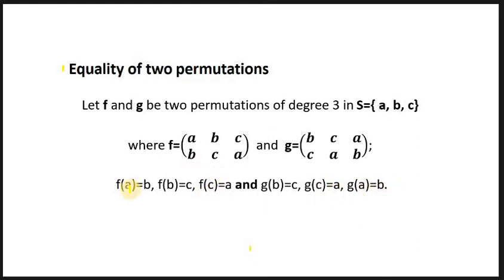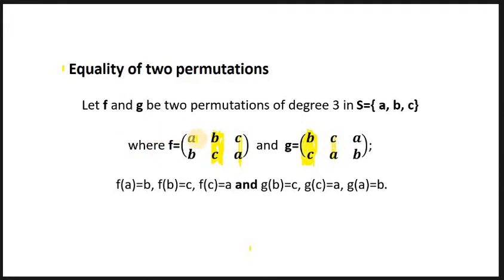See, what does it imply? Here f of a is b, then g of a is also equal to b. So the image of a in both the permutations is the same. See, f of a is b, g of a is b, and f of b is c, g of b is also equal to c. See these two elements here. Image of b is c, here also image of b is c. Okay, and similarly image of c is a, and image of c in g is also equal to a.